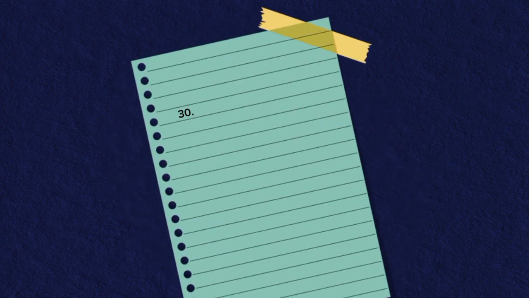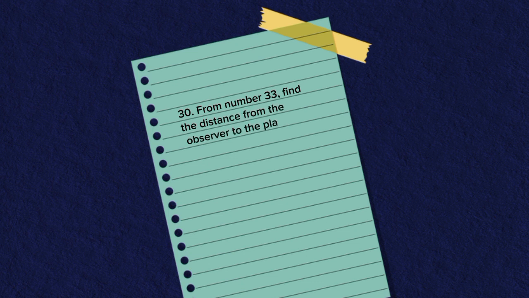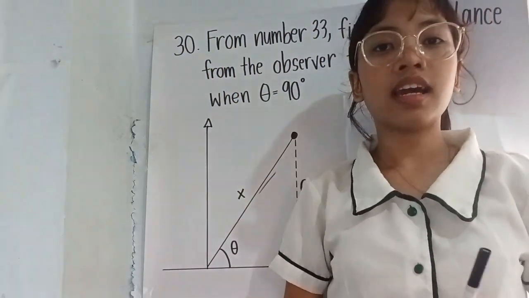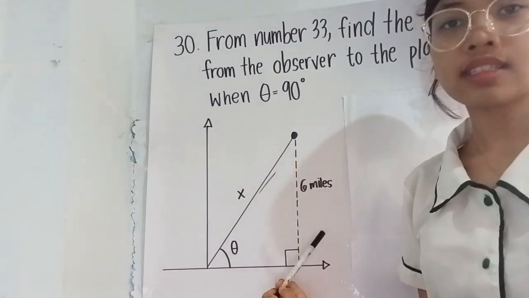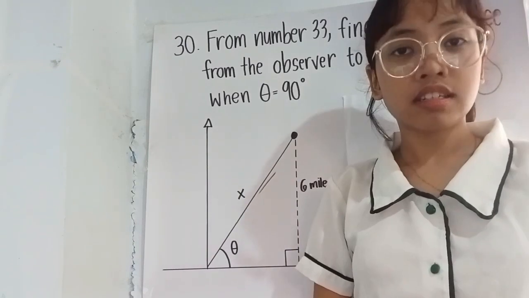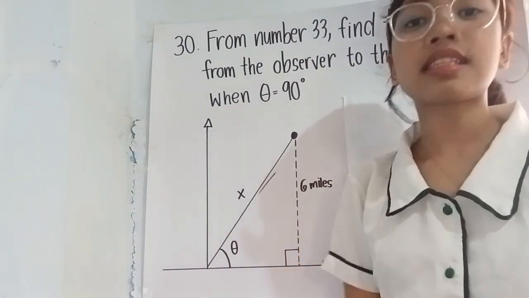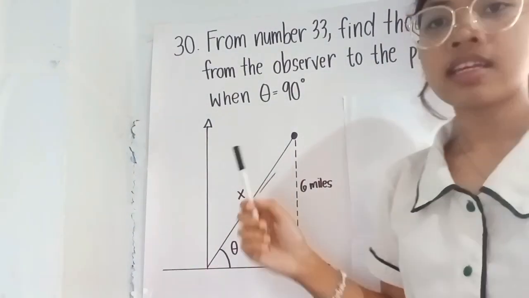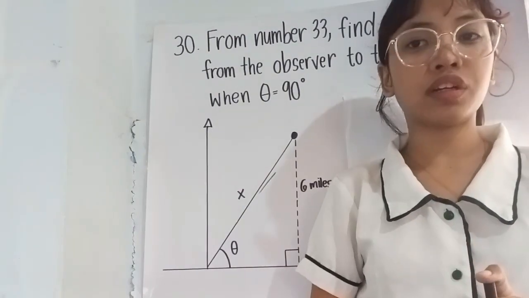Number 30. From number 29, find the distance from the observer to the plane when theta is equal to 90 degrees. Letter A, 12 miles. Letter B, 6 miles. Letter C, 6.9 miles. Or letter D, 12.9 miles. Assuming that the airplane is flying at an altitude of 6 miles on a flight path that passes directly over the observer, consider that theta is the angle of elevation from the observer to the plane, and x is the distance from the observer to the plane.